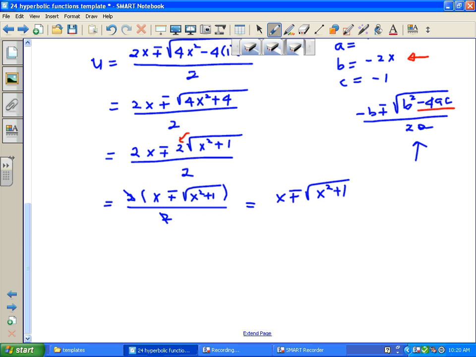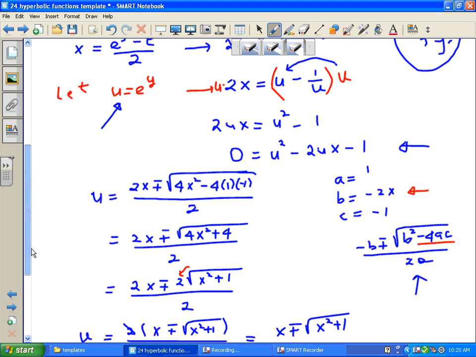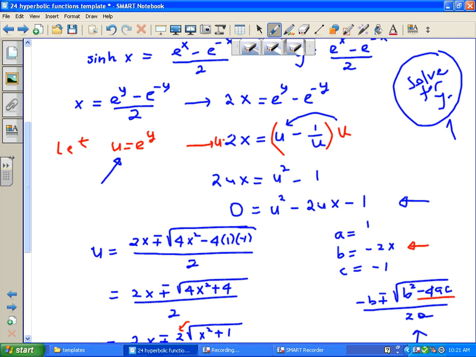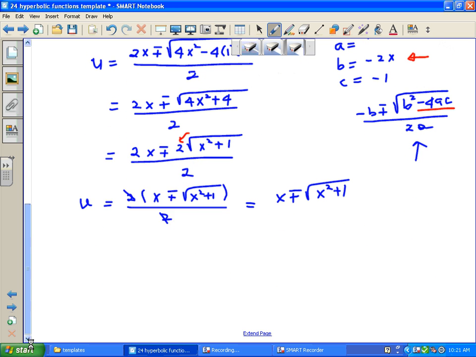But what were we really trying to solve for here? This is u equals. U is equal to this. But we didn't really want u. What do we want? I even wrote it up there for you. We want to solve for y to get the inverse function. Well, we know the following. U is e to the y.